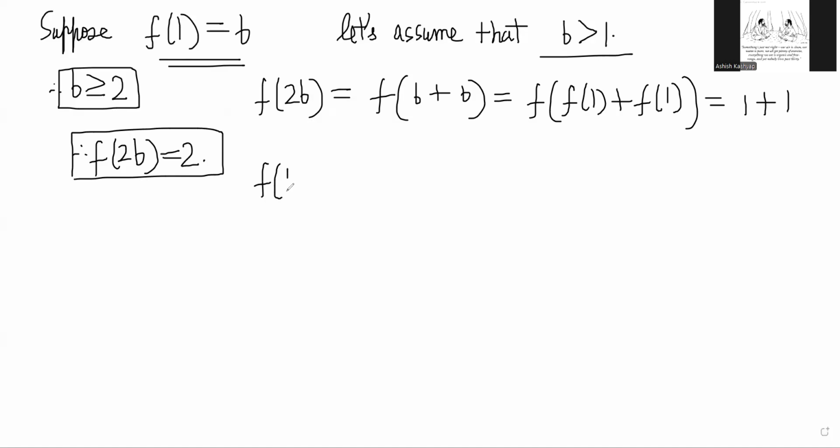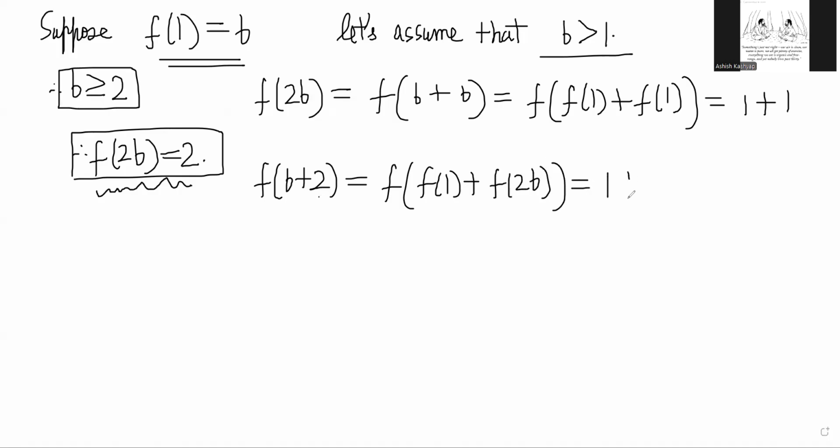And similarly, we can say f of b plus 2 will be equal to f of b plus 2. Instead of b, I can write it as f of 1. And instead of 2, now that we know that f of 2b is equal to 2, I can write f of 2b, right? And that will be equal to 1 plus 2b using the problem's condition. So what I'm getting is f of b plus 2 is equal to 1 plus 2b.